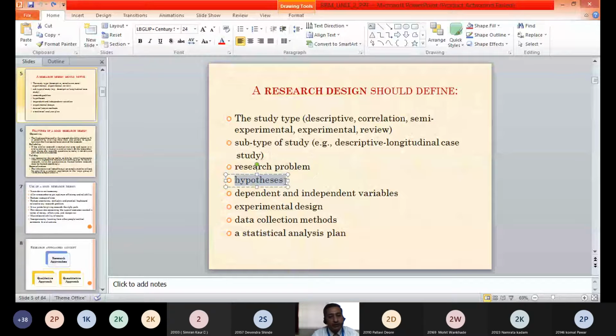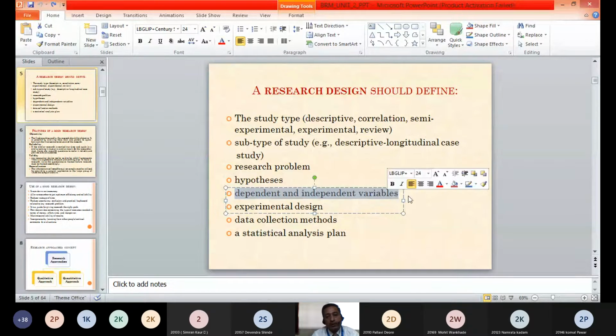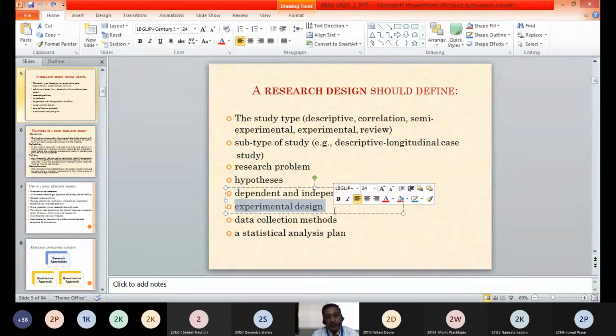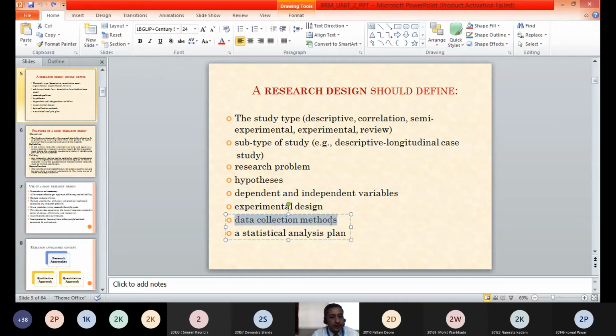Then hypothesis, that is assumptions. Hypothesis needs to be stated. Then the researcher should state all the dependent and independent variables. What are the different dependent and independent variables involved in that particular research? That also needs to be specified. Then experimental design, the plan of experiment you are having in that research, that experimental design the researcher should state in that research design.